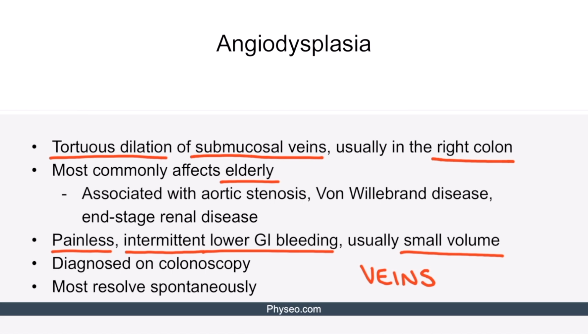And how do you diagnose angiodysplasia? Well, a colonoscopy. And that way you can actually visualize the tortuous veins. And most of them resolve spontaneously. So let's take a look at an endoscopic image which clearly shows an angiodysplastic lesion. So what you see there are submucosal veins.